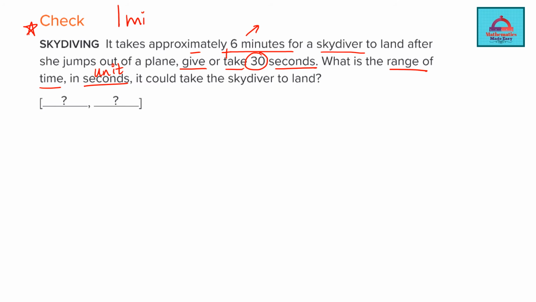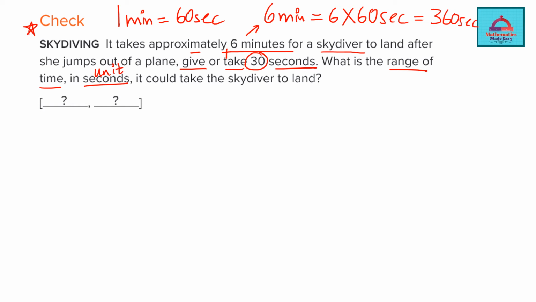Now 1 minute is 60 seconds. So 6 minutes would be 6 multiplied by 60 seconds. So that is 360 seconds. Okay. What is the range of the time in seconds it could take the skydiver to land? That is what you need to find.